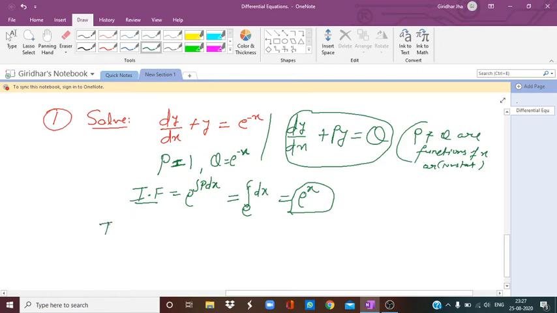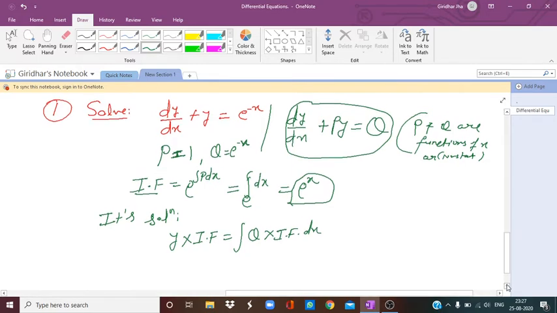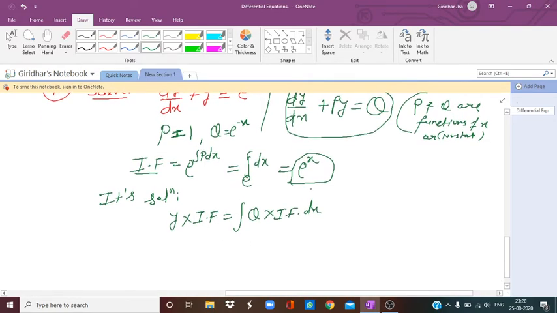Now its solution, which is ready-made with us: y into IF equals integral of Q into IF into dx. I'm writing the formula here. This is the formula from which we can get the solution. The IF we got is e to the power x. So y into e to the power x equals integral of Q, which we have as e to the power minus x, into IF, which is e to the power x, into dx.